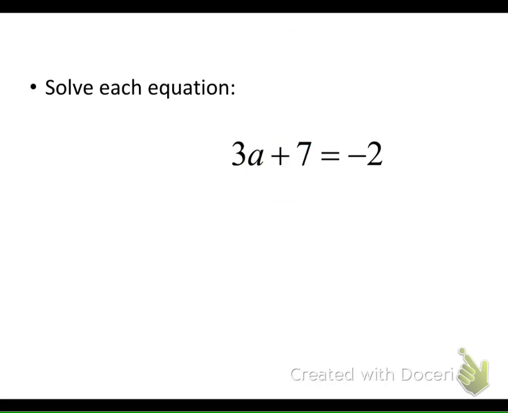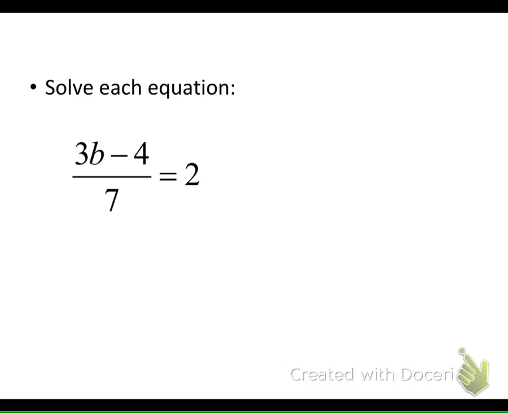Let's take a look at the next one here. The next one's going to be a little bit different than what you guys are used to. But I'm going to start off with what I know, which is circling the variable and drawing my line of equality. Now, how many steps is this equation going to be? Raise your hand if you know. Kelly? 3 step. How do you know it's going to be 3 steps?